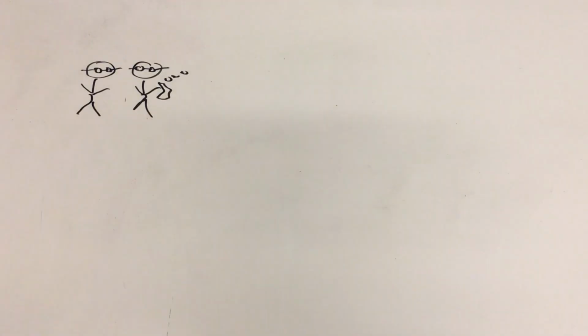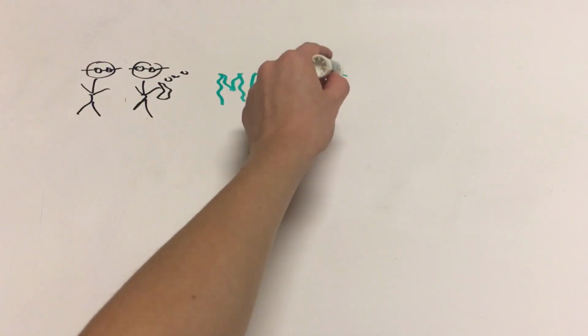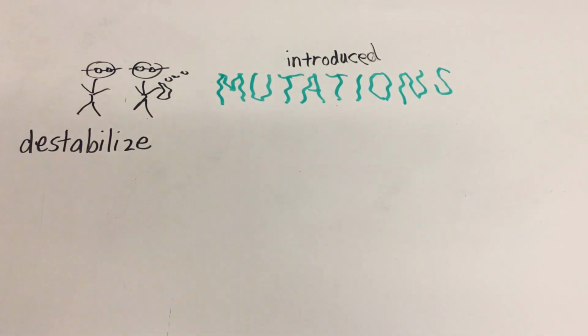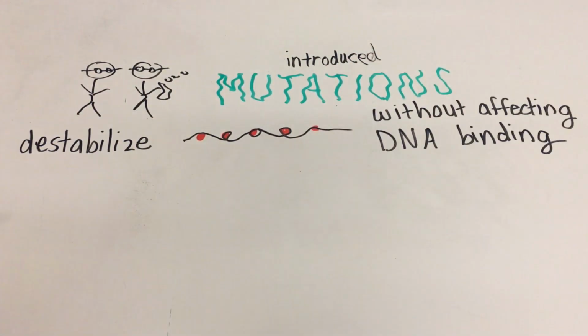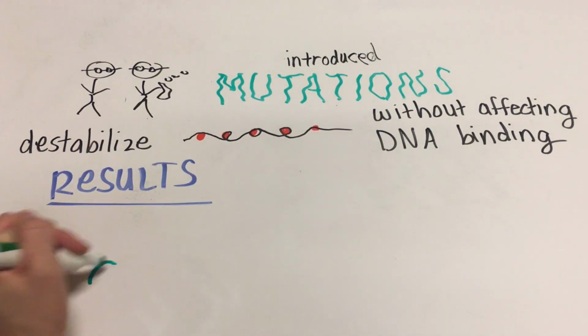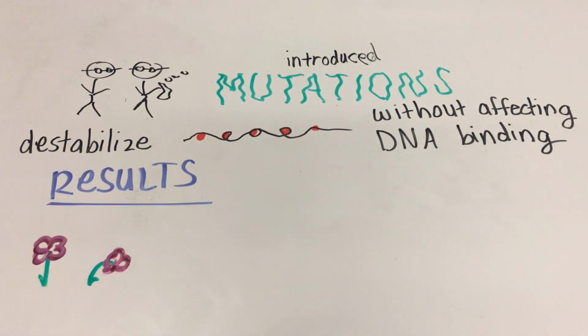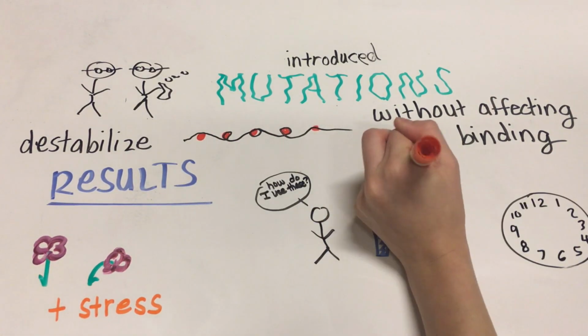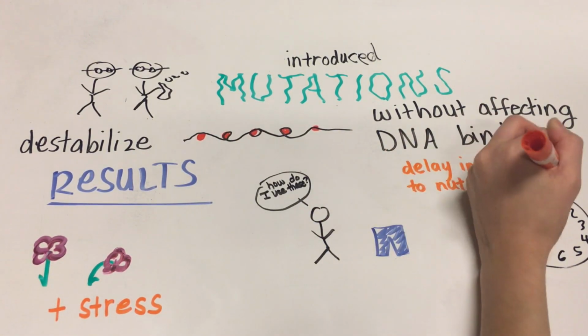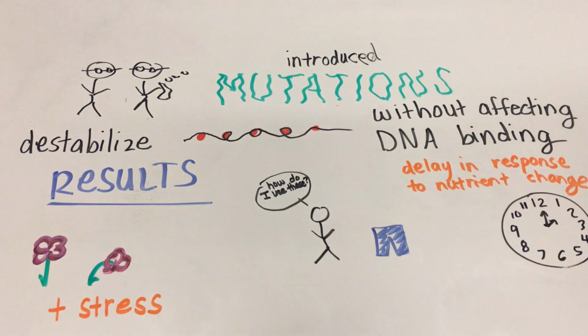To see if the extended polymerization in archaea had an importance, the researchers introduced mutations to destabilize the superhelix without affecting the DNA binding ability. The results showed that the superhelix had trouble growing under stressful conditions, wasn't using its genes properly, and had a delay in response to nutrient change. The purpose of this was to show that the archaea DNA folding is an early prototype of the eukaryotic nucleosome.